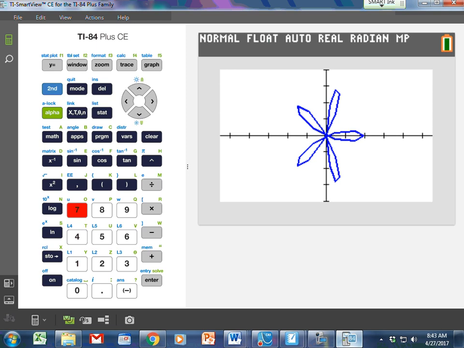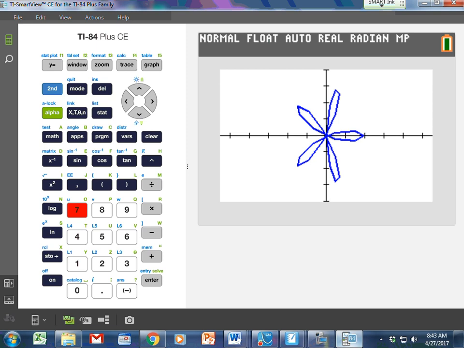Also, what else do you notice about this? There's 5 petals. And it's a cosine function, so what is it symmetric over? Just the x-axis, right? What if n had been 6? What kind of symmetry would I have had? You'd have all of them, right? All 3 of those types of symmetries.